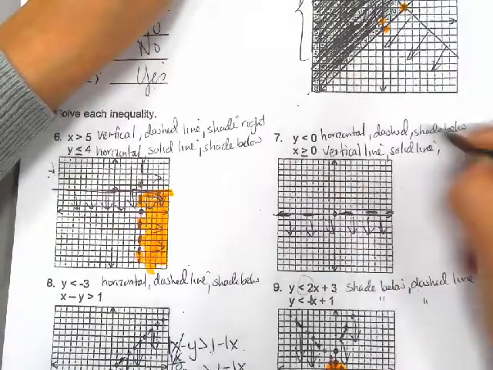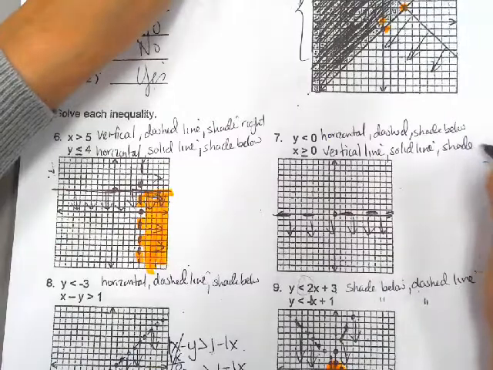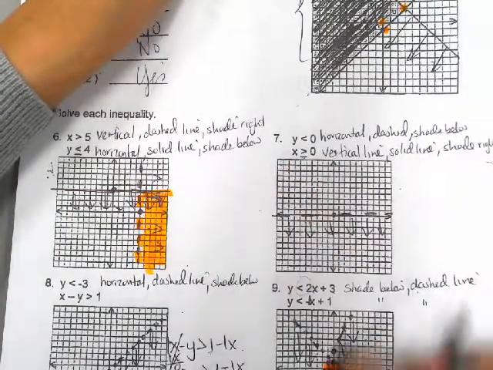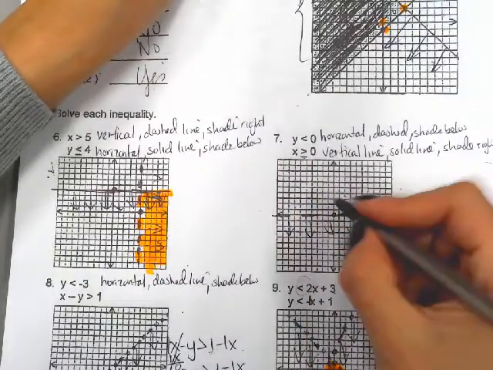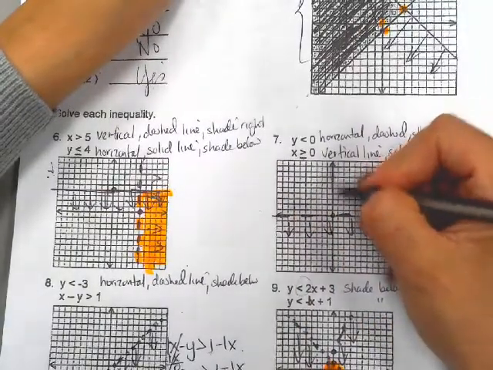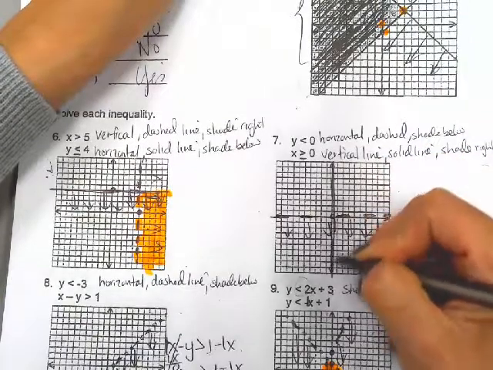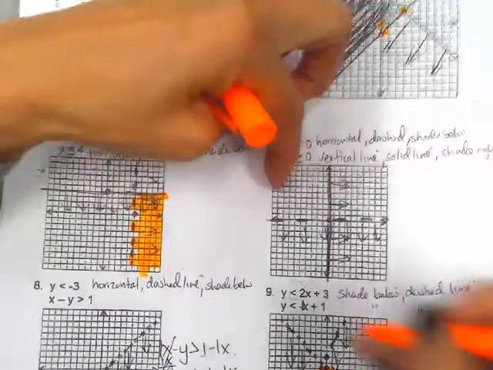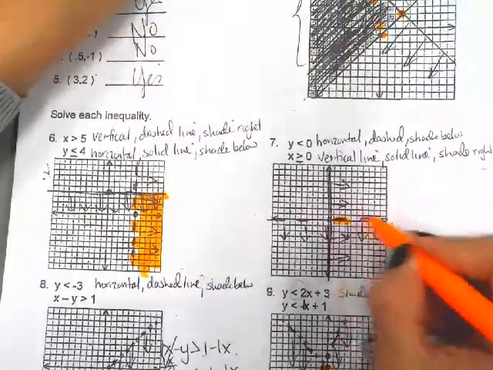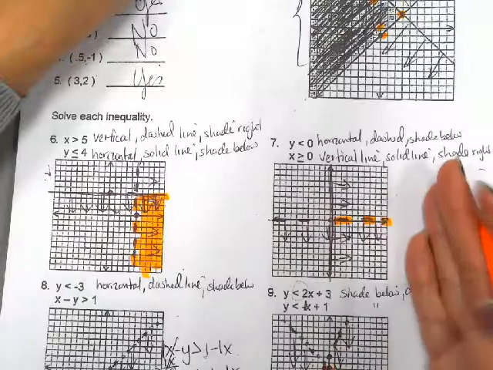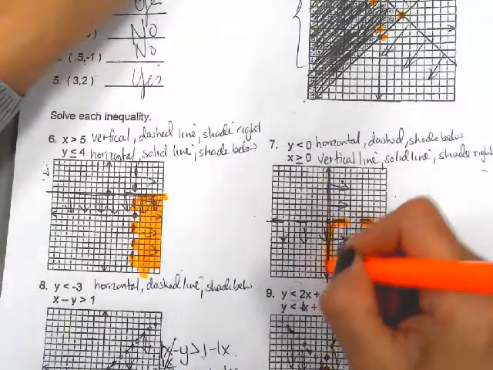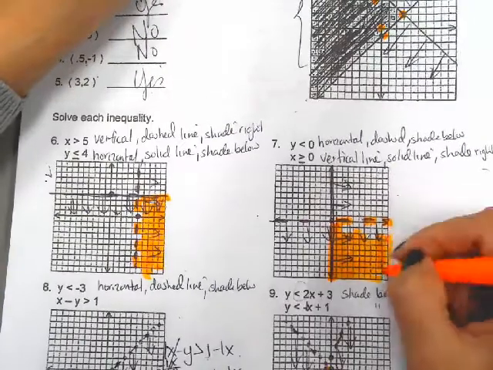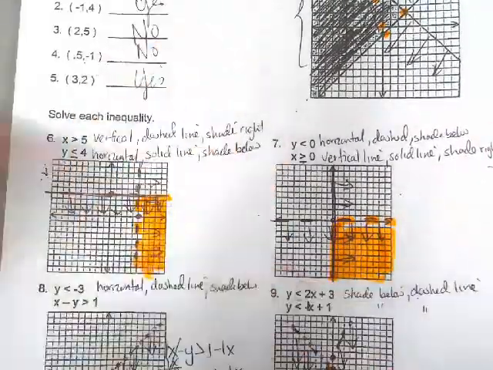And the greater than means we're going to shade to the right. If it was just a regular horizontal line, it would be shading above, but a vertical line is going to go right through the 0 here, and greater than is to the right. If it was less than, it would be to the left. And I only want you to shade on the right side of this line and below this one. Okay, so that's how we do it by hand.